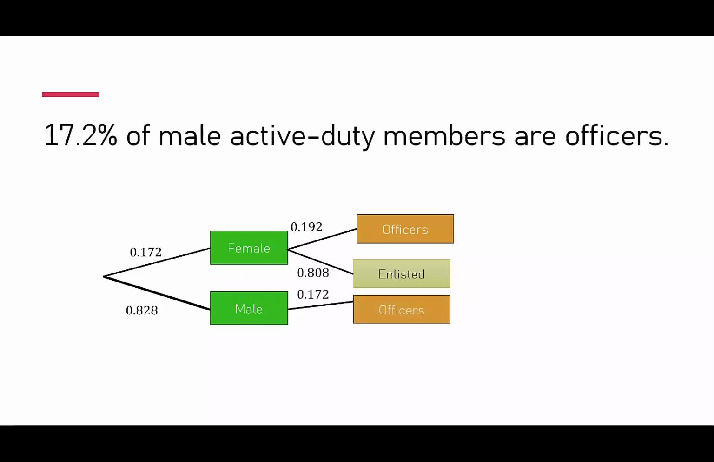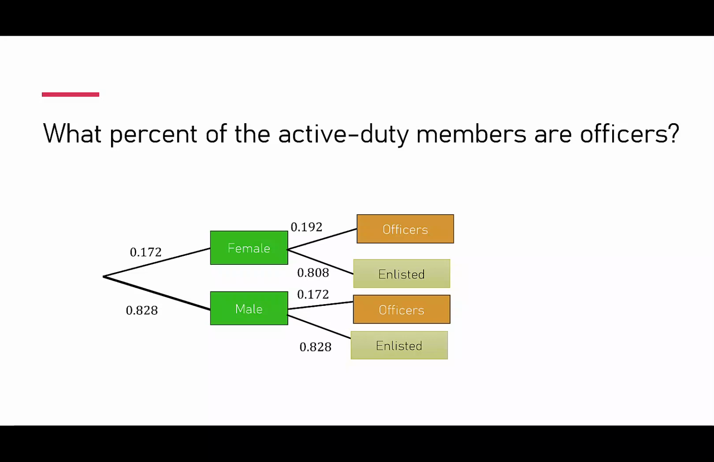We know that 17.2% of male active duty members are officers. So again, we add a branch, we put on the 0.172, and then we add another branch to represent the enlisted, which is 1 minus 0.172, or 0.828. Now that we have all the probabilities, we can work on what percent of the active duty members are officers. Let's add a few labels.